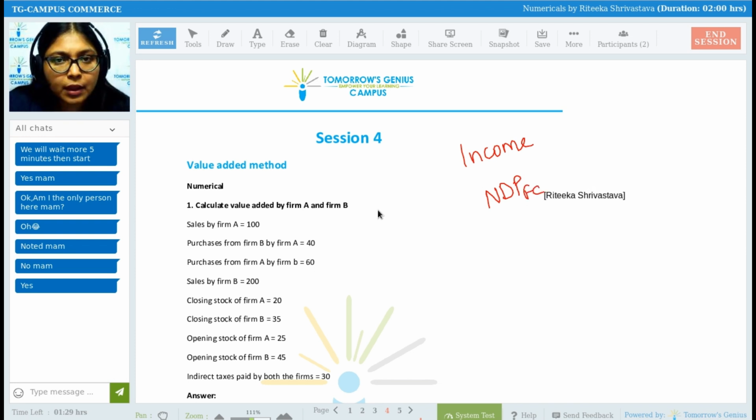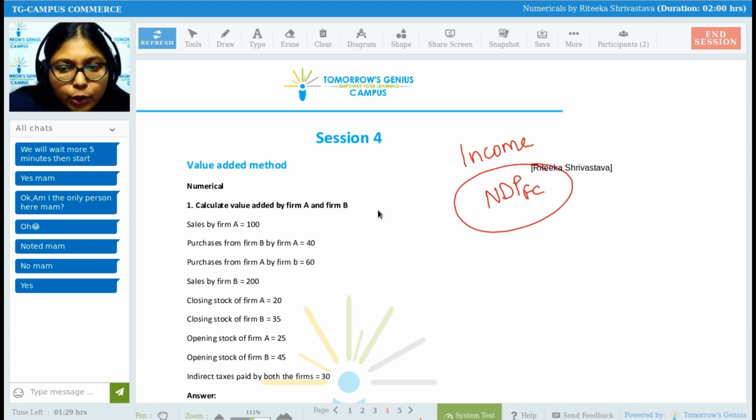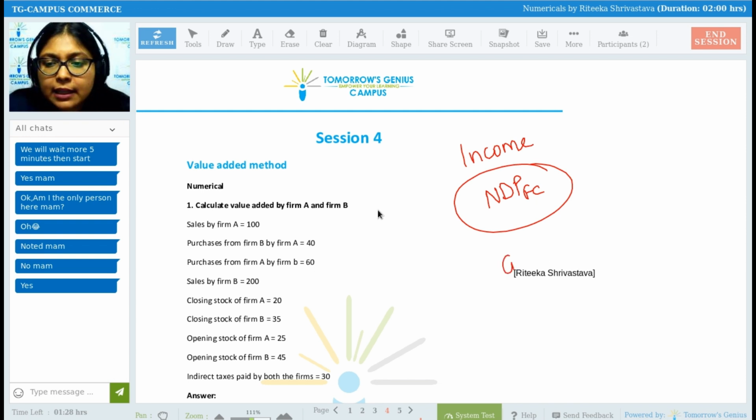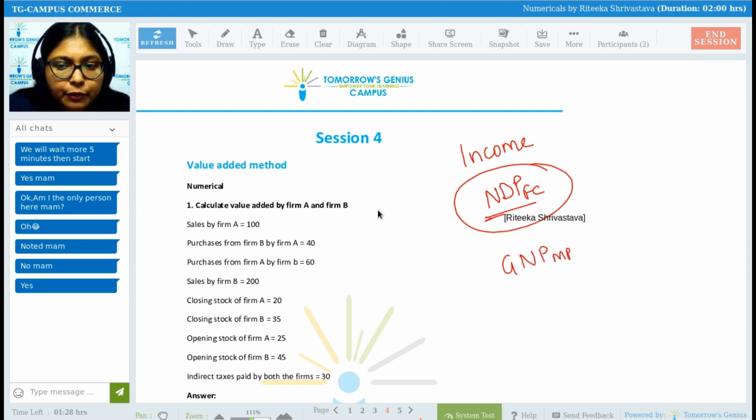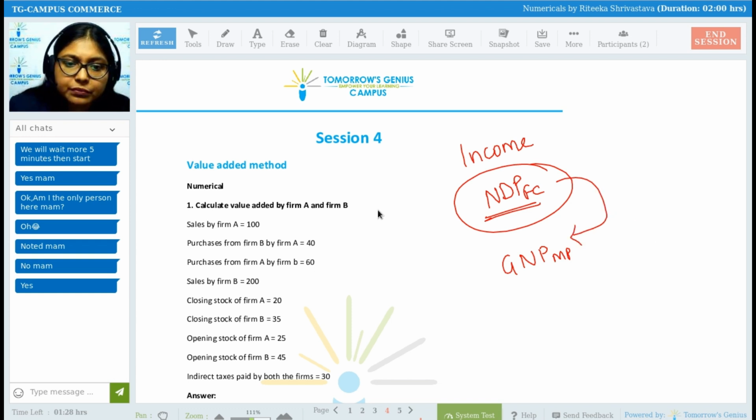NDP at FC. So you will first of all find out NDP at FC, and then you will go to the aggregate which has been asked in the question. Say suppose GNP MP is to be found in the question. So first find NDP at FC and then go to GNP MP. First of all, you have to find out the main aggregate of the method which you are solving, and then from there you have to go to the aggregate which has been asked in the question.